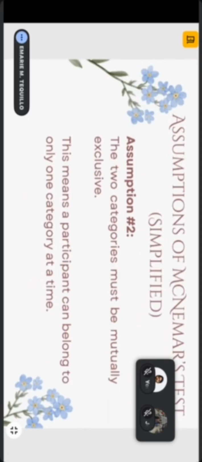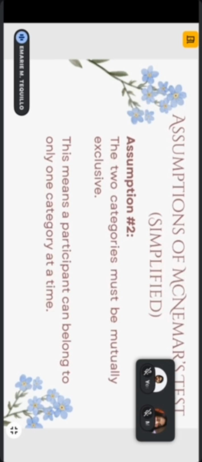Okay, who wants to read the second assumption? Anyone from the group? Okay, go, Michelle. Assumptions of McNemar's test, simplified version. Assumption number two, the two categories must be mutually exclusive. This means a participant can belong to only one category at a time. Thank you for that, Michelle.